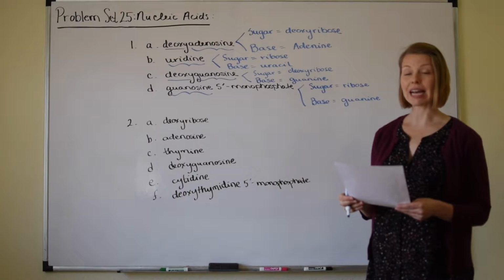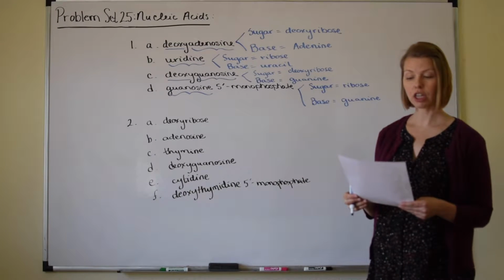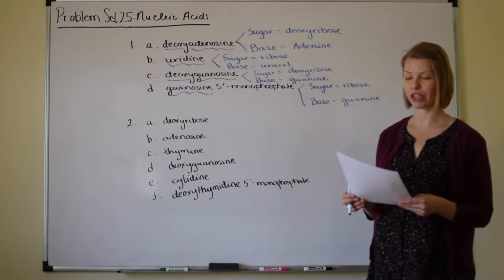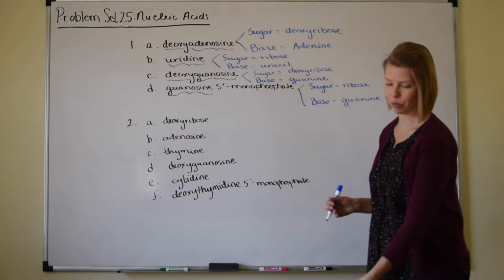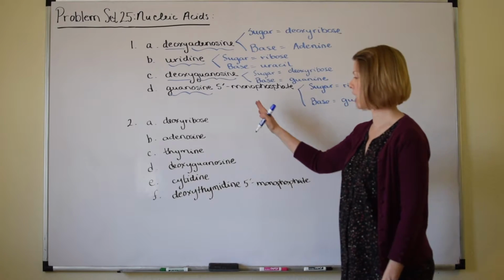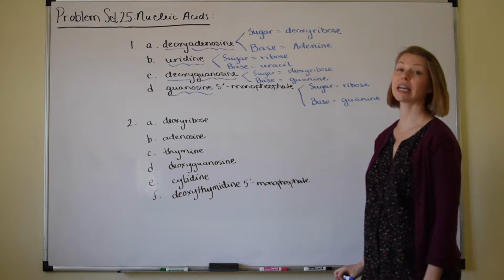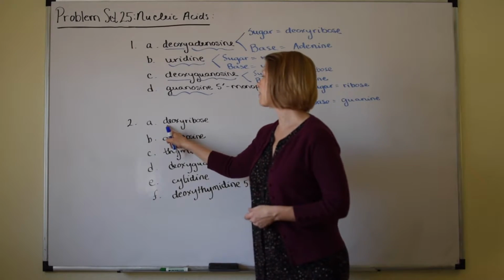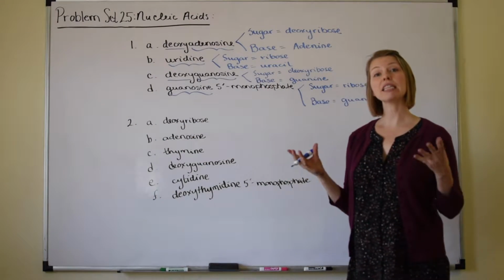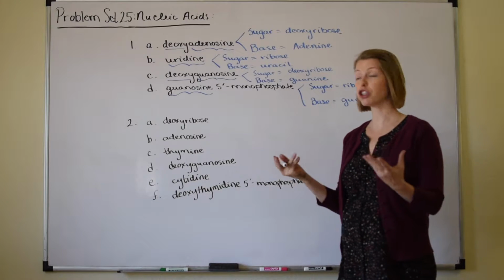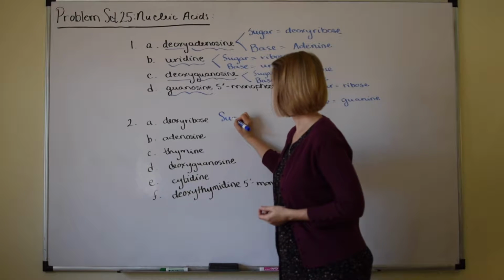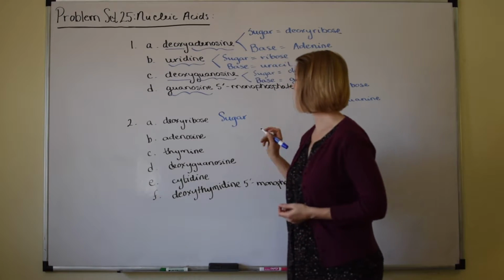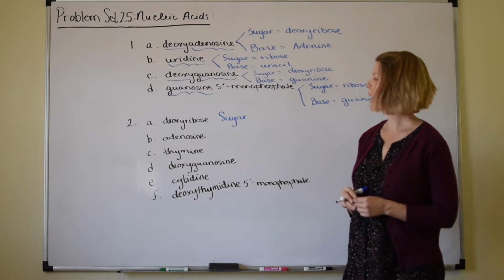Label the following as a base, sugar, nucleoside, or nucleotide. Okay, so we're classifying for number 2, and I've got them written all up here on the board, again, to make this go a little bit faster. So for the first one, A, we have deoxyribose. That is simply the name of a sugar. So A is the name of a sugar.